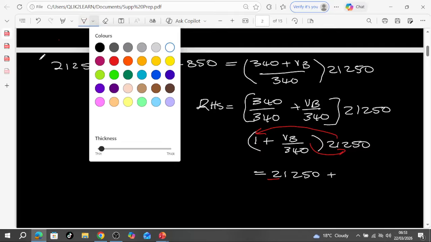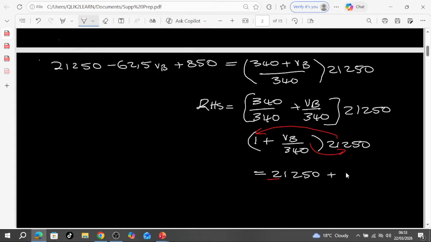So let's quickly write this down. So this will be plus 62.5 VB. Right, so this is my right hand side. So let's take this right hand side and do what? Should we equate this to the left hand side? Yes, we can.